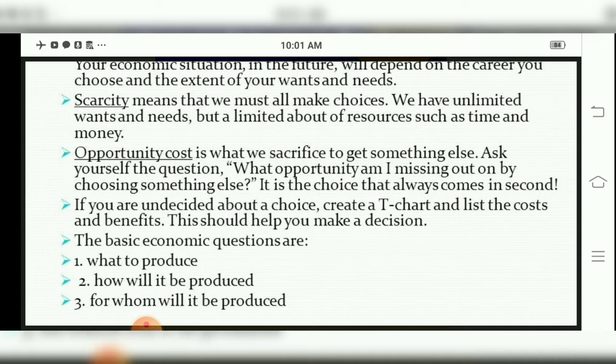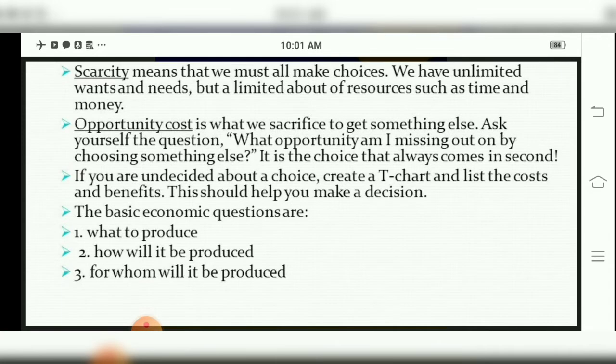It is a choice for you whether you select that opportunity or you just miss out on that. So opportunity cost here in economics is a sacrifice to get something else. We sacrifice something to get something else, children. That is opportunity cost.